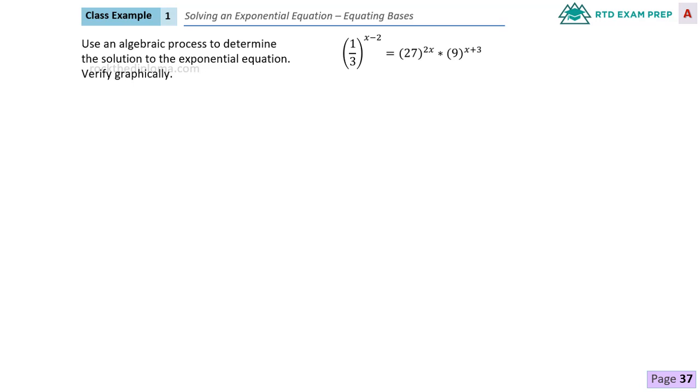Well, what stands out to me is that we have bases of 1/3, 27, and 9. These are not the same base, but I recognize all of these as powers of 3. So I'm going to rewrite each as 3 to the something. Let's start there. Note that 1/3 is equivalent to 3 to the negative 1.